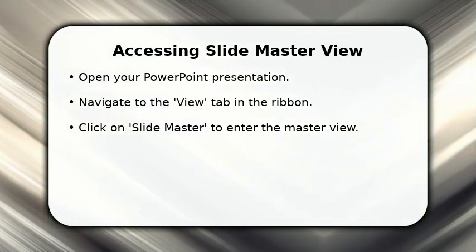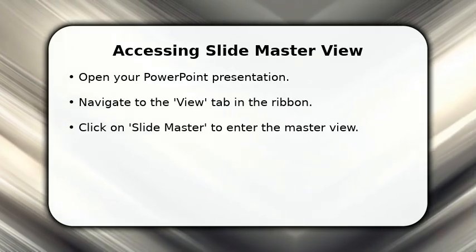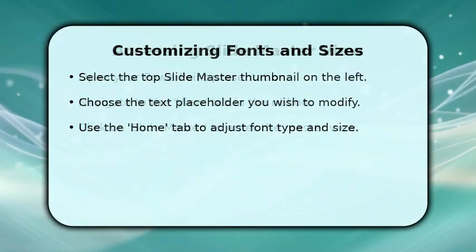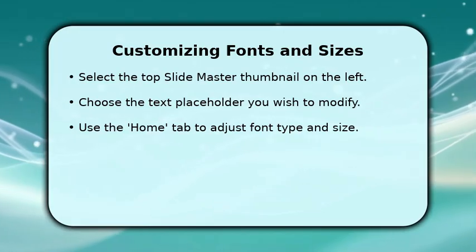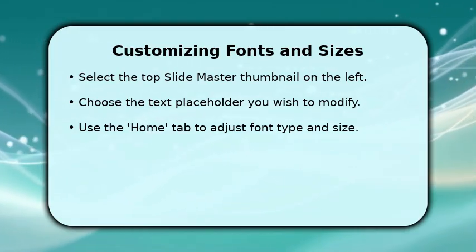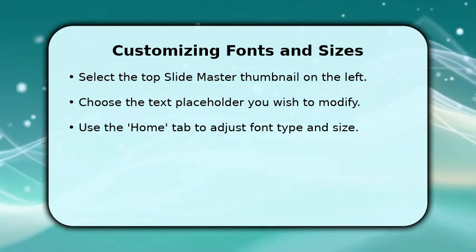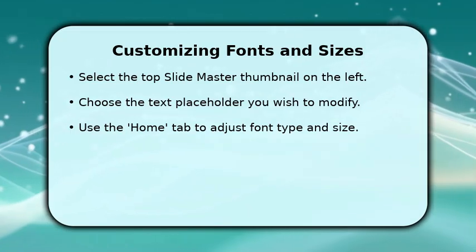This special view allows you to make universal changes across all your slides, saving you a lot of time and effort. Once in Slide Master view, select the very first slide thumbnail on the left. This is your main slide master. Now, click on any text placeholder, like the title or body text.